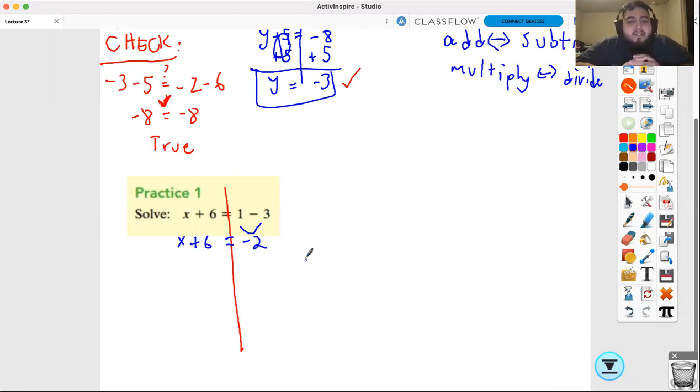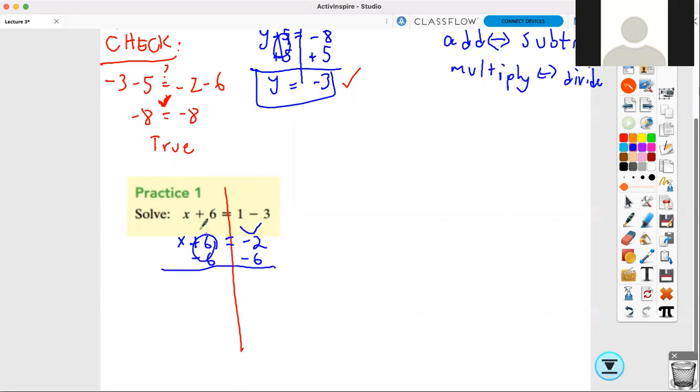What is the opposite of what's happening to the x? X is being what? Plus 6, right? And what is the opposite of plus 6, y'all? Subtract 6. And what we do to one side, we do to the other side. So then this becomes 0, bring down the x, and now we combine the right side.